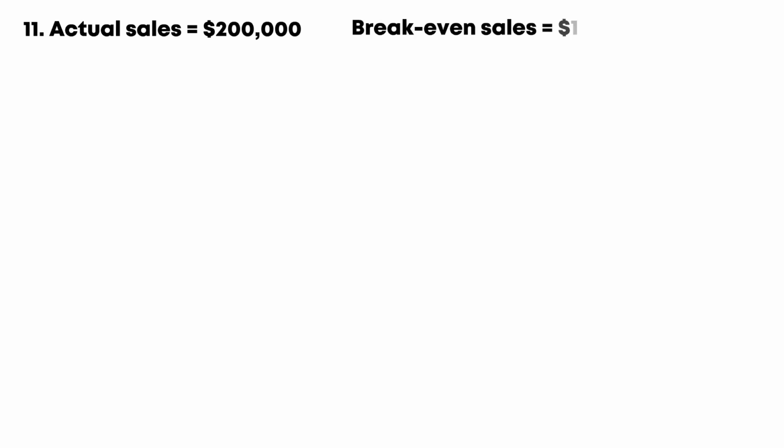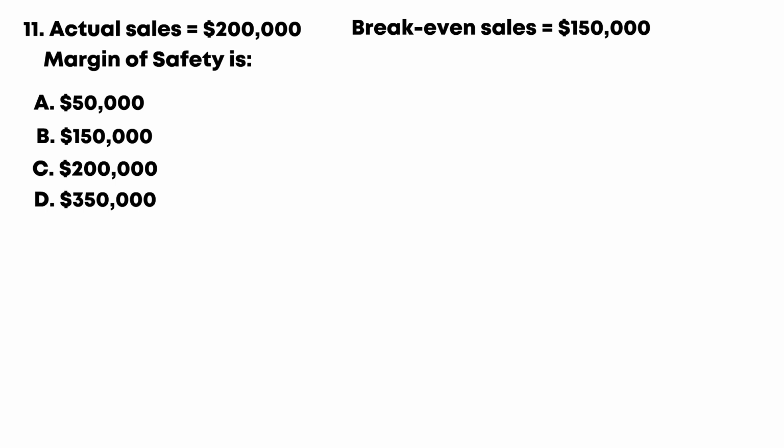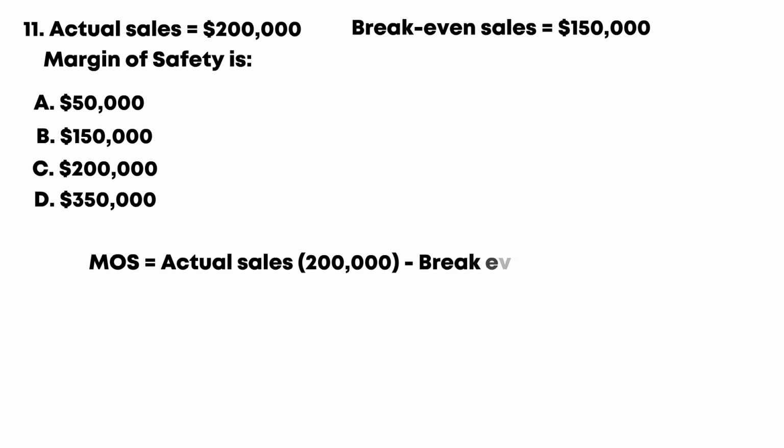Question number 11. Actual sales equals $200,000. Break-even sales equals $150,000. Margin of safety is A. $50,000. B. $150,000. C. $200,000. D. $350,000. MOS equals actual sales 200,000 minus break-even sales 150,000, equals $50,000. So the correct answer is A, $50,000.